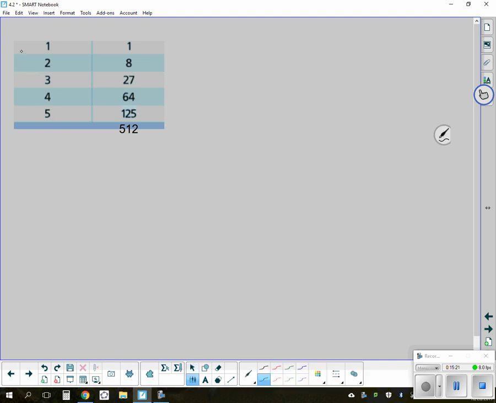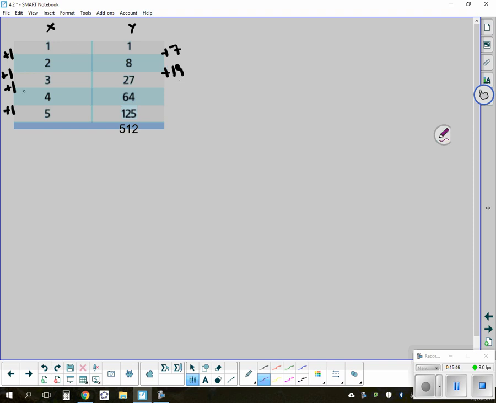Okay, so on my left side, on my input, also known as my x's, I have plus 1 going from there to there. From 2 to 3, I added 1. From 3 to 4, I added 1. From 4 to 5, I added 1. On my right side, from 1 to 8, I'd be adding 7. From 8 to 27, I'd be adding 19.